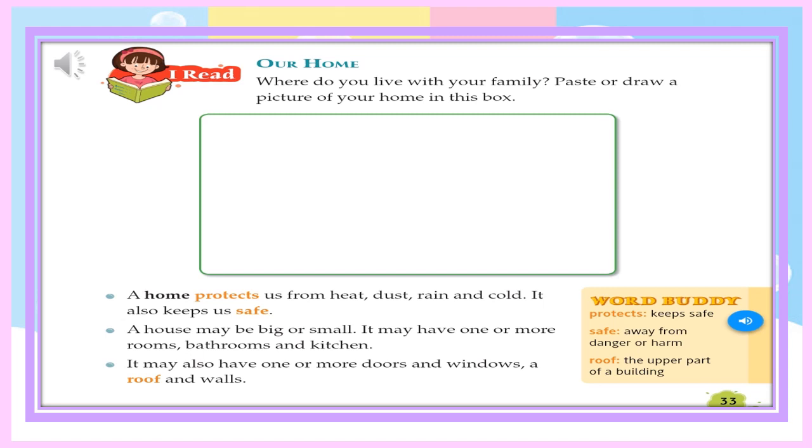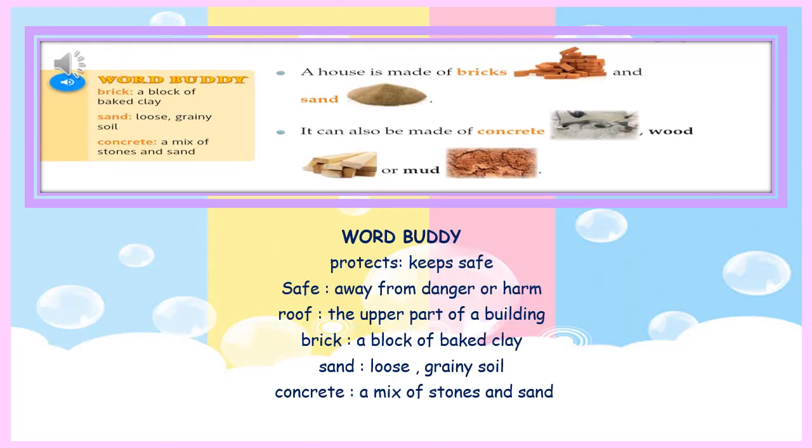Okay, so now let's read. A home protects us from heat, dust, rain and cold. It also keeps us safe. A house may be big or small. It may have one or more rooms, bathrooms and kitchen. It may also have one or more doors and windows, a roof and walls. A house is made of bricks and sand. It can also be made of concrete, wood or mud.